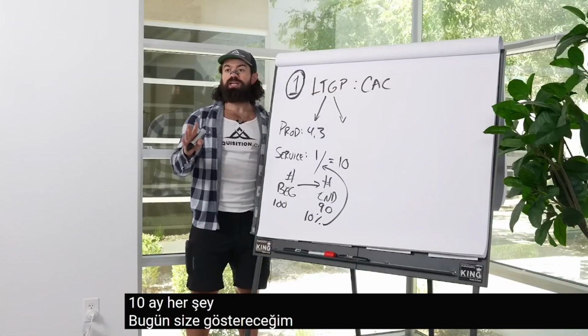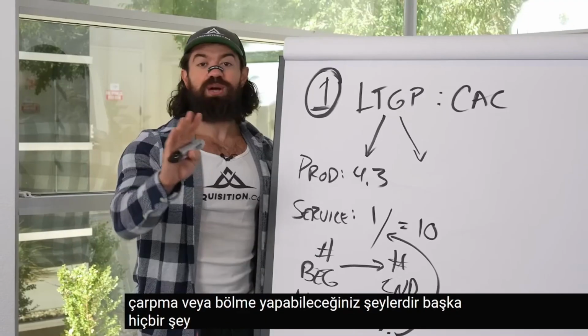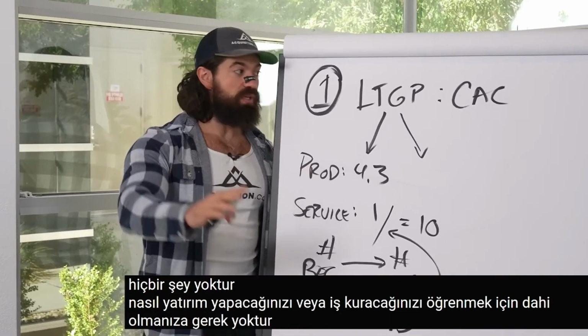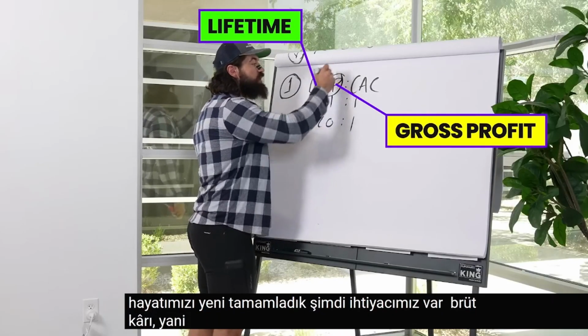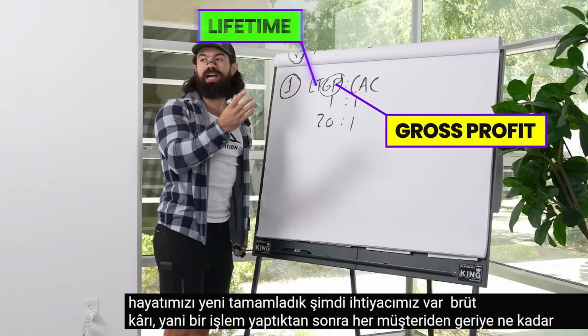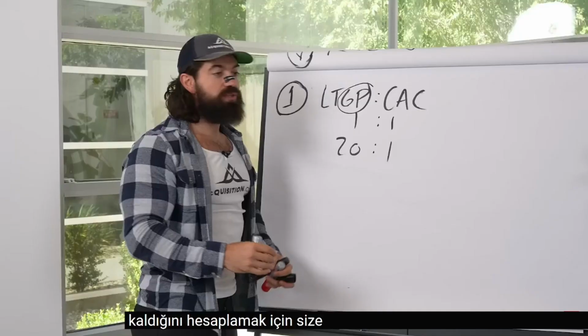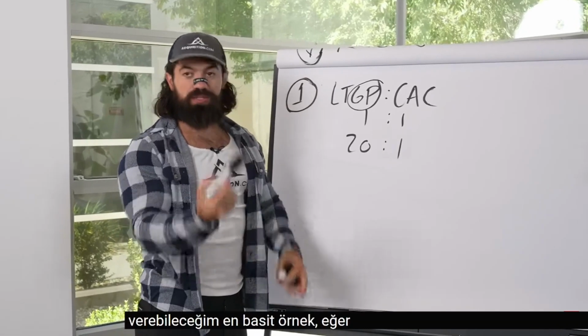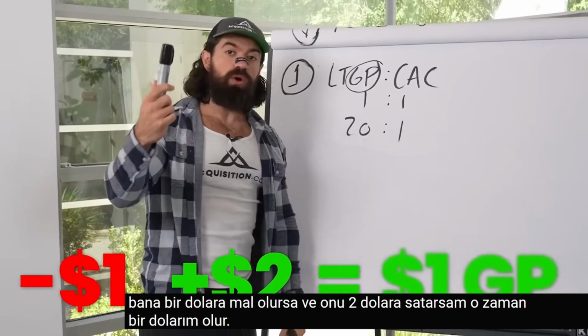Everything that I'm going to show you today is stuff that you can do. Addition, subtraction, multiplication, or division. There's nothing else. You don't have to be a genius to learn how to invest or build a business. So now that we just covered lifetime, now we need to figure out gross profit, which is how much extra cash do we have left over from each customer after we do a transaction. The simplest example I can give you is, if this costs me $1 and I sell it for $2, then I have $1 of gross profit.